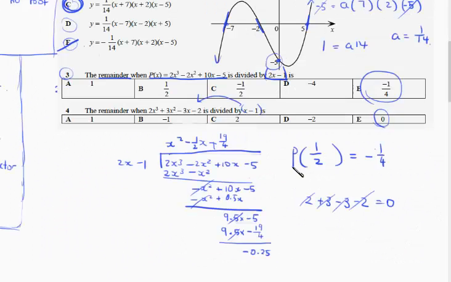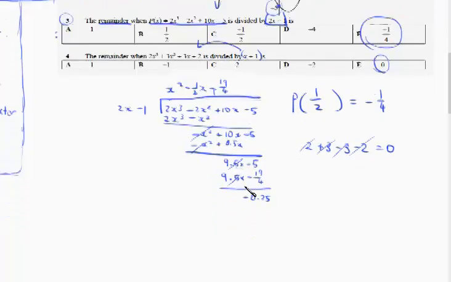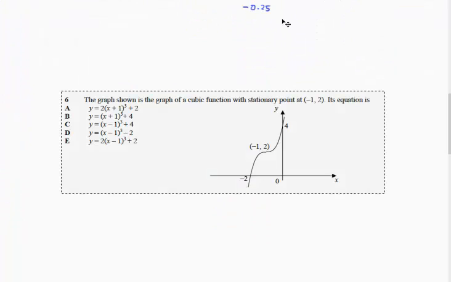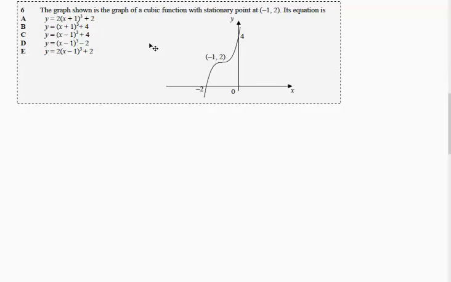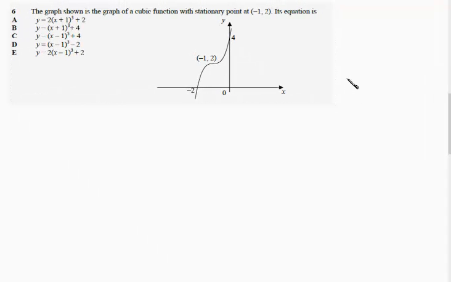We can actually apply the graph translation knowledge to do this one. The question is, what is the equation of that? I'll just give you a clue. The basic function we use to figure this one out is y equals x to the power of 3.